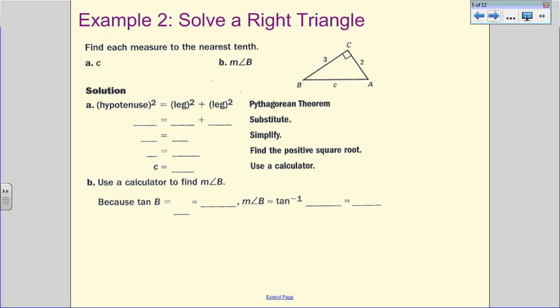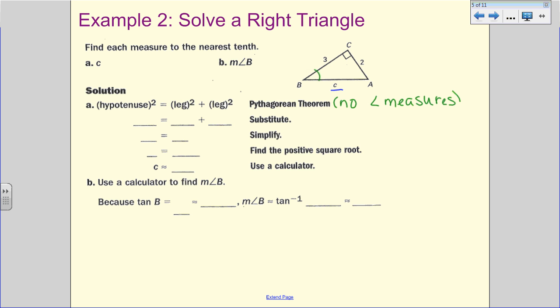Alright, so I need to find each measure to the nearest tenth. It says to find C, and then it says to find angle B. So to find side C, it tells you it's the Pythagorean theorem. And for this problem, that's what you need to do, because right now you have 0 angles. So you can't use sine, cosine, or tangent. Alright, guys? So you use the Pythagorean theorem when there's no angle measures.